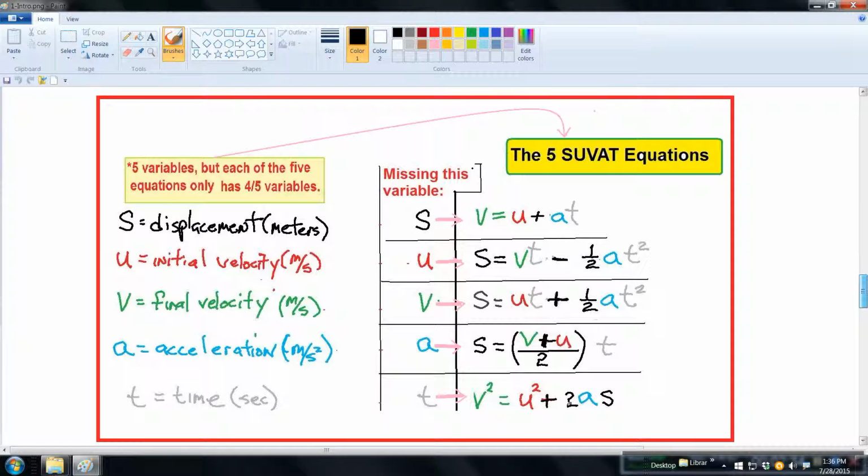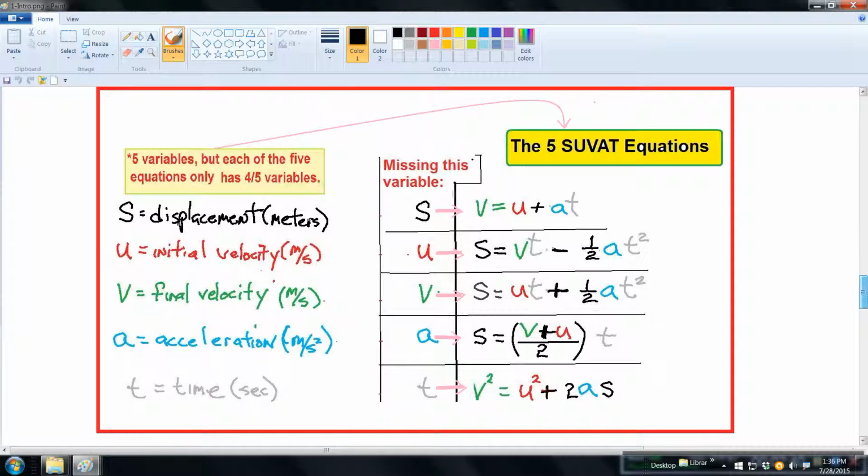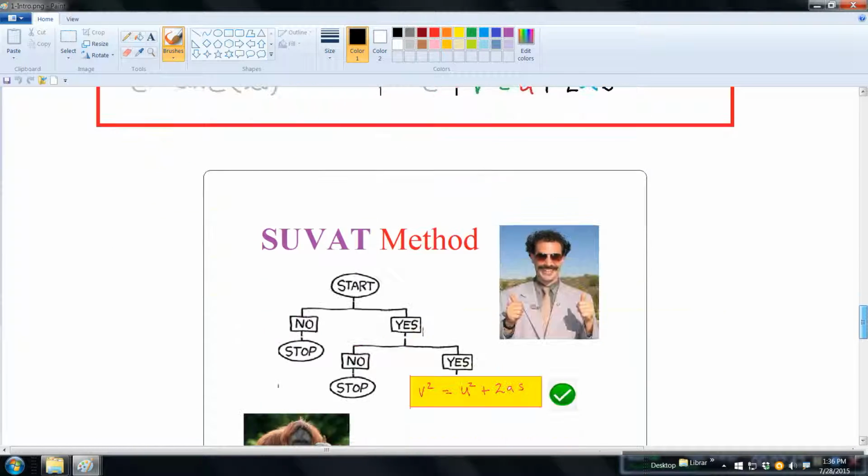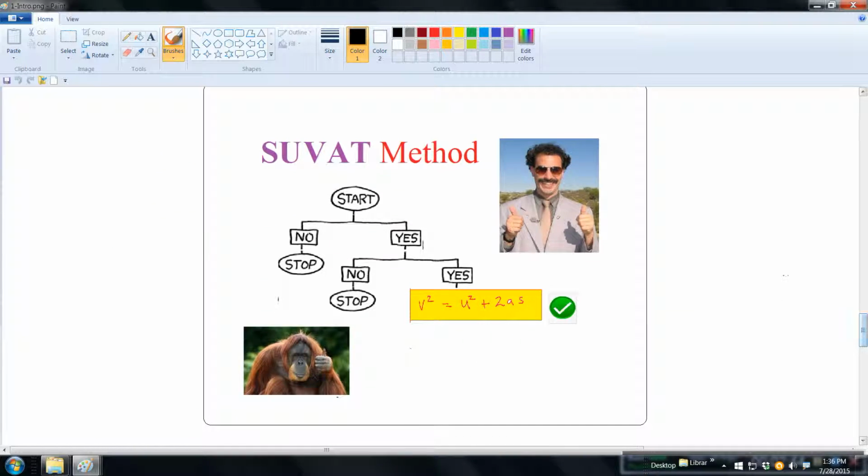Hopefully by this time, if you've been following these videos in order, you've memorized these equations. Eventually that's the thing you've got to get to the point of being able to do. And so the SUVAT method is essentially just a simple, almost algorithmic way of quickly pointing you to the right equation when you really need to find it fast.